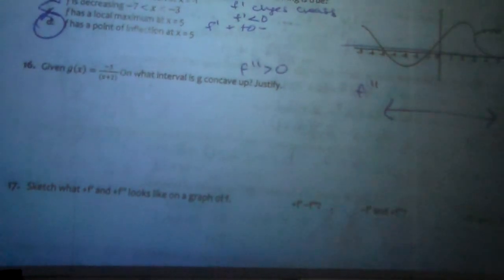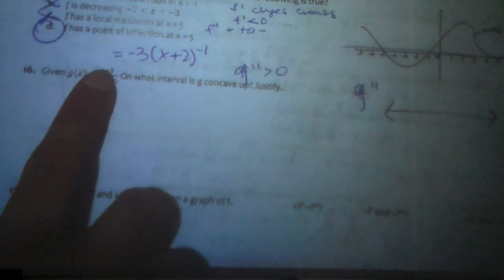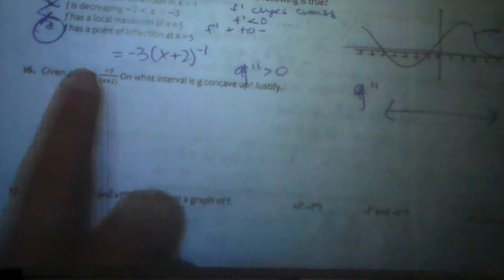Concave up, I want f double prime positive. I'm going to make my f double prime number line. So first, g, whatever. Find g prime. Let's rewrite this. We do not need to use quotient rule because I actually only have one factor, right? This is just -3 times x plus 1 to the -1 power. And that's a lot easier than doing low d high minus high d low. You'll get the same thing because the top is just -3, so the derivative is 0, but a lot more work than you need to do.